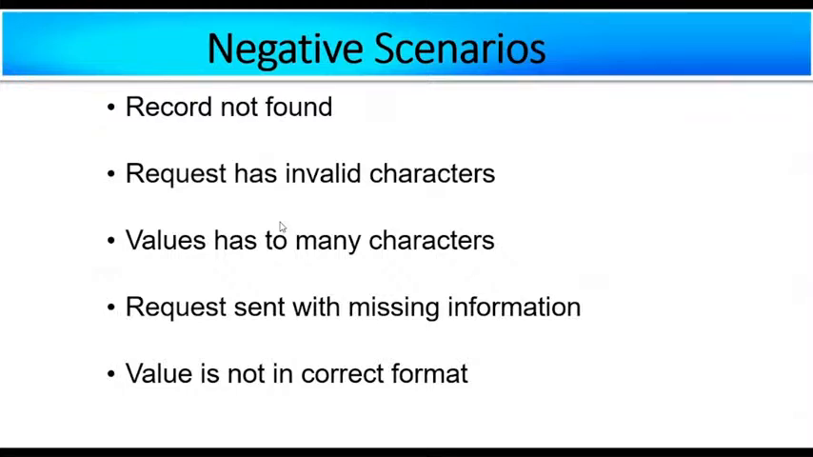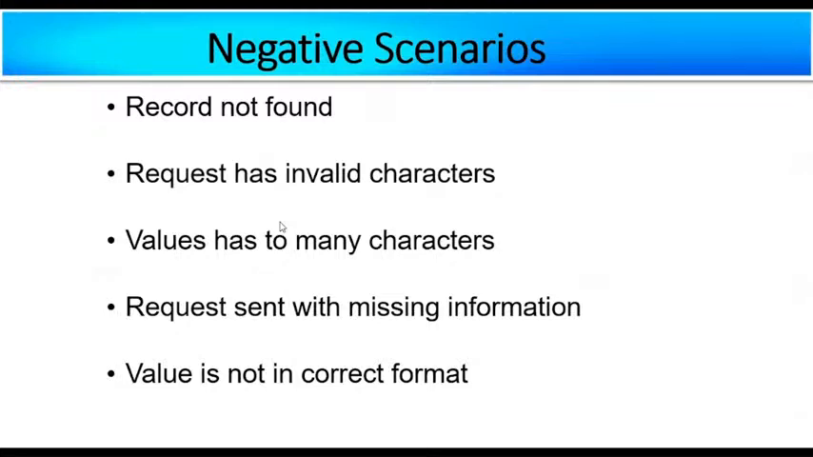The fourth scenario is when we are sending an API request with missing information. For example, that particular API request body should contain all the fields, such as first name, last name, date of birth. If you are not sending any one of those fields, we will get the bad request error with 400. And the fifth scenario is that we have to send the data in a proper format.